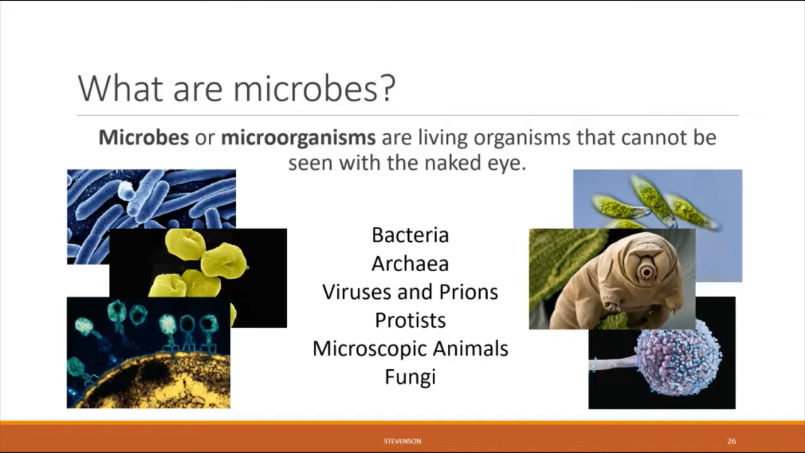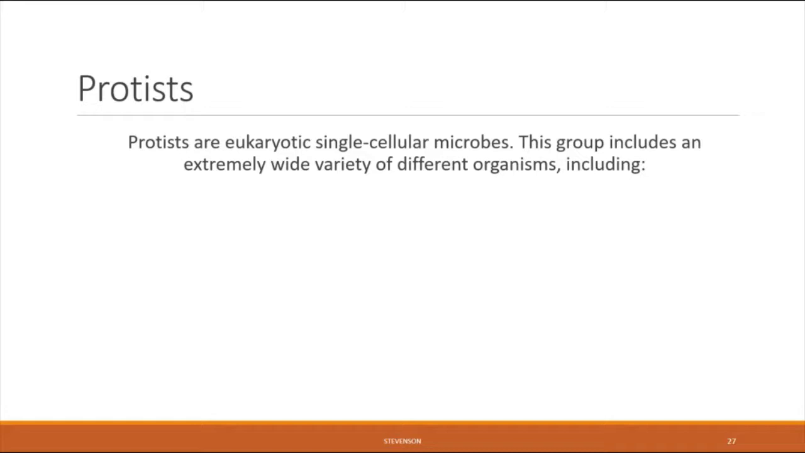Okay, so now we're moving on to the eukaryotic types of microscopic organisms that we need to discuss, which include the protists, microscopic animals, and fungi. So we will start with the protists. Protists are an extremely diverse group that are all eukaryotic and all single cellular.